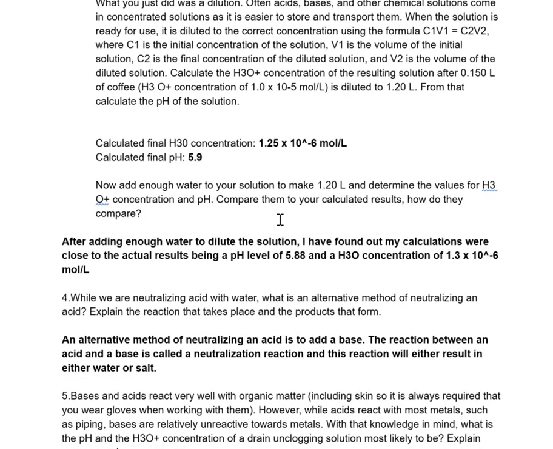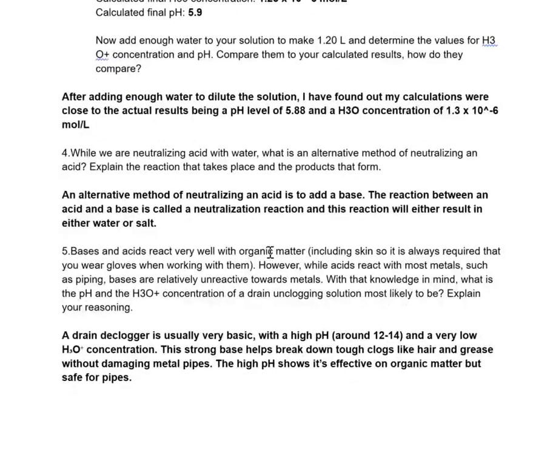Now add enough water to the solution to make 1.2 liters and determine the values for hydronium concentration and pH. Compare them to your calculated results. How do they compare? Okay, so this is very interesting because after adding enough water to dilute the solution, I have found out that my calculations were close to the actual results, being a pH level of 5.88 and a hydronium concentration of 1.3 times 10 to the power of -6.